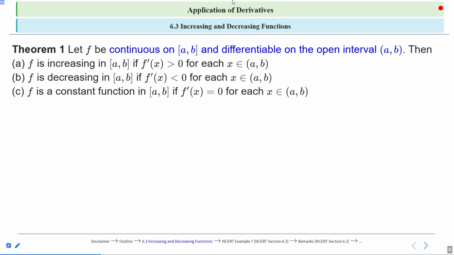Part B, f is decreasing in [a, b] if f'(x) < 0 for each x belongs to (a, b). Part C, f is a constant function in [a, b] if f'(x) = 0 for each x belongs to (a, b), right? So this is basically theorem 1, okay?